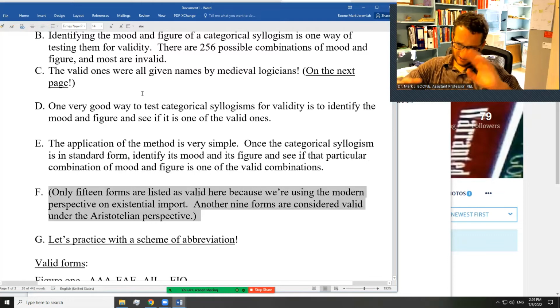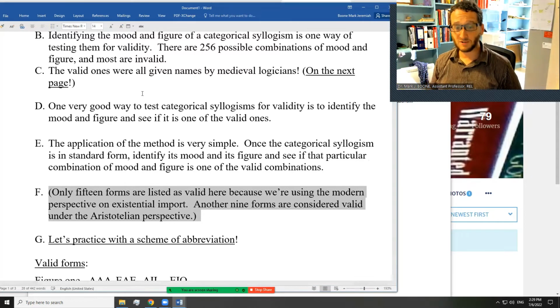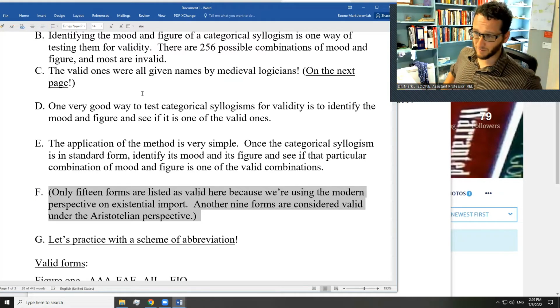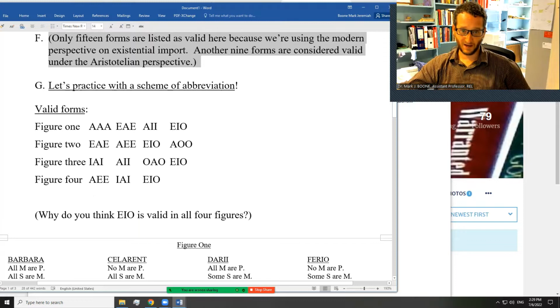Now, without going into existential import, I remind you that we're using the modern perspective as of now. If we were using the Aristotelian perspective, we would welcome an additional 9 forms of categorical syllogism as being valid. We only have 15 valid forms out of the 256. So 15 valid forms, 241 are invalid. So my counsel would be, by all means, memorize the 15 good ones. Don't bother memorizing the 241 bad ones. So we want to practice with a scheme of abbreviation. We'll get to that shortly.